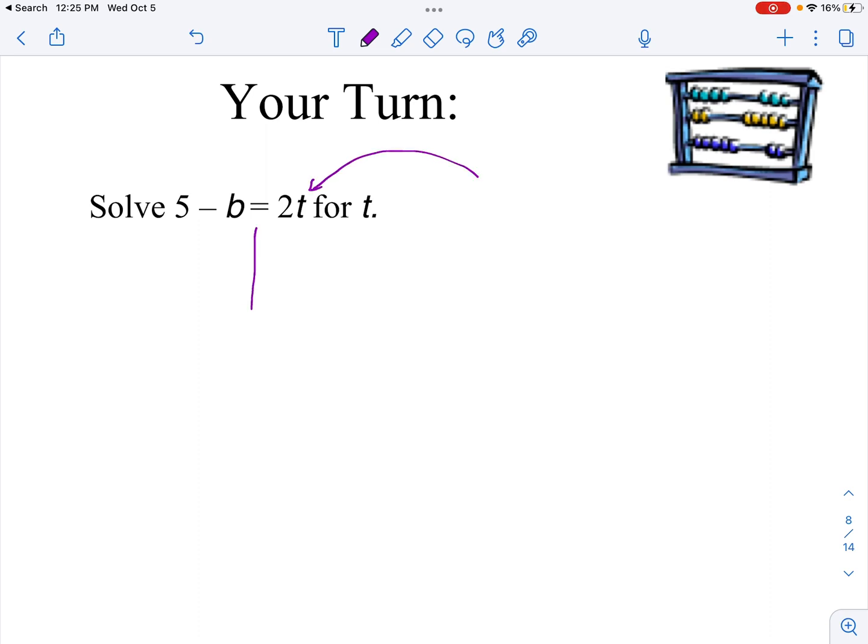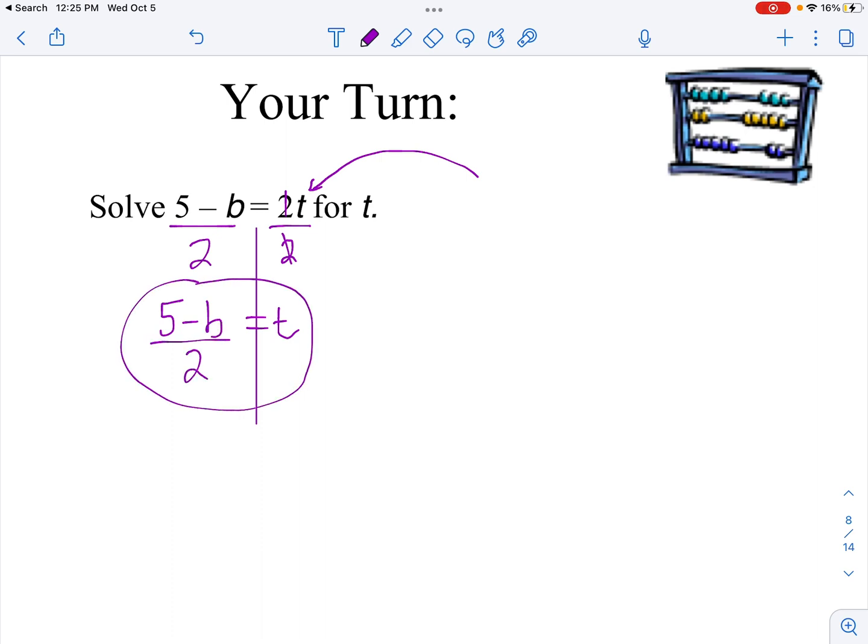Okay. The operation being performed on T is multiplication. 2 is being multiplied by T. So to get T by itself, we're going to divide 2 on both sides. And T is going to equal 5 minus B all over 2. Final answer.